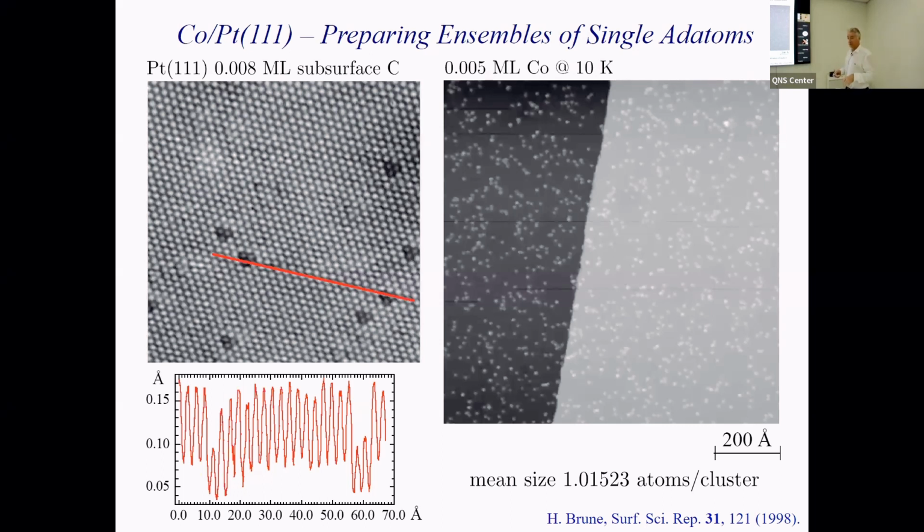And this is a temperature where the cobalt atoms come to rest at the site of impact. They basically come onto arbitrary sites. They come to rest. They don't diffuse around. And if you put here 0.005 monolayers, this means that you put only 5 atoms per 1,000 substrate atoms. They are sufficiently far apart that it's very unlikely that two land by accident close to each other. So they are basically forming only single atoms. This can be calculated. The mean size is 1.01, so you have only 1% more than single atoms.